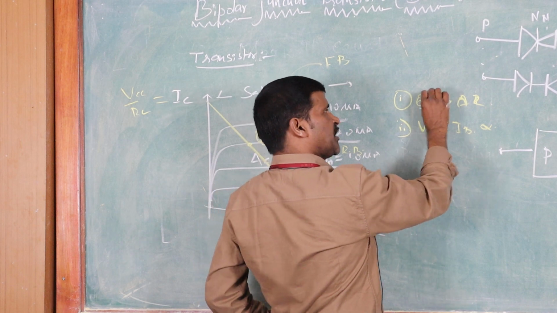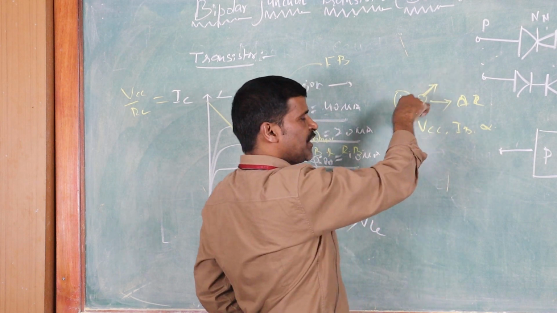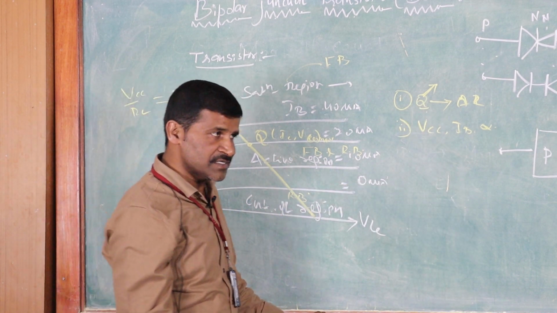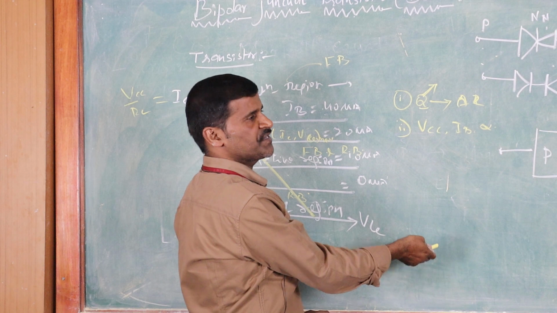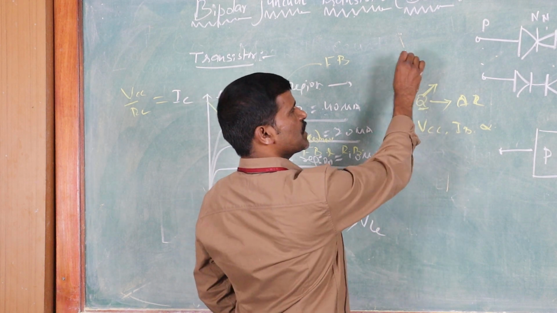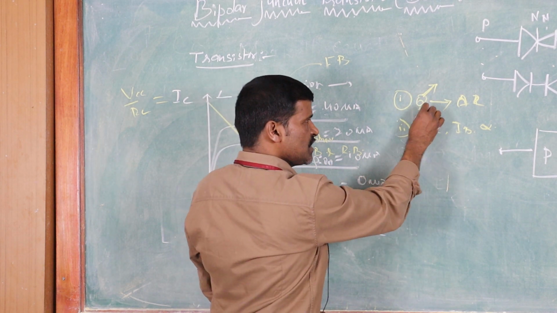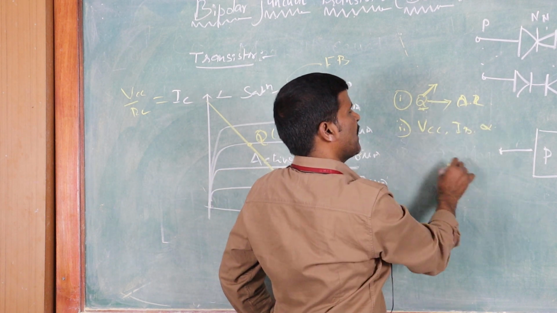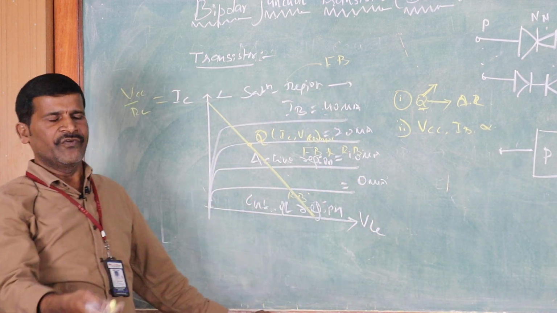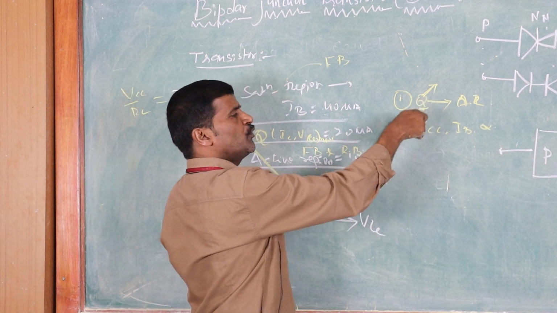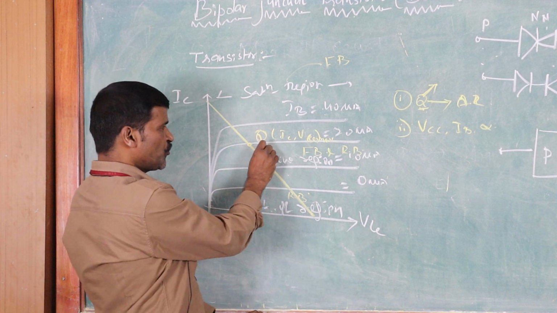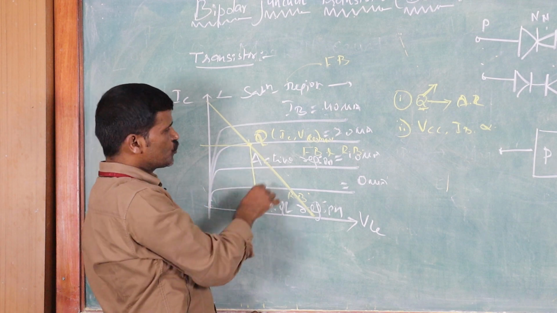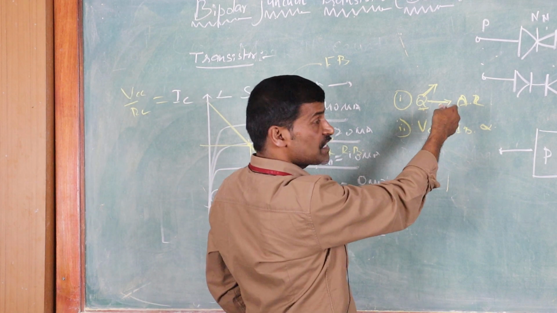For example, the Q point may not be stable, or the Q point is not at center, so you may get distorted output. In order to get distortion free amplification, it has to satisfy two conditions. Number one, the transistor is always operated in active region, and all its parameters like alpha, beta, gamma are within the range. Then you can generally get distortionless amplification. So you can take the Q point at the center of this IC, VCE, so you can get the maximum distortionless output.